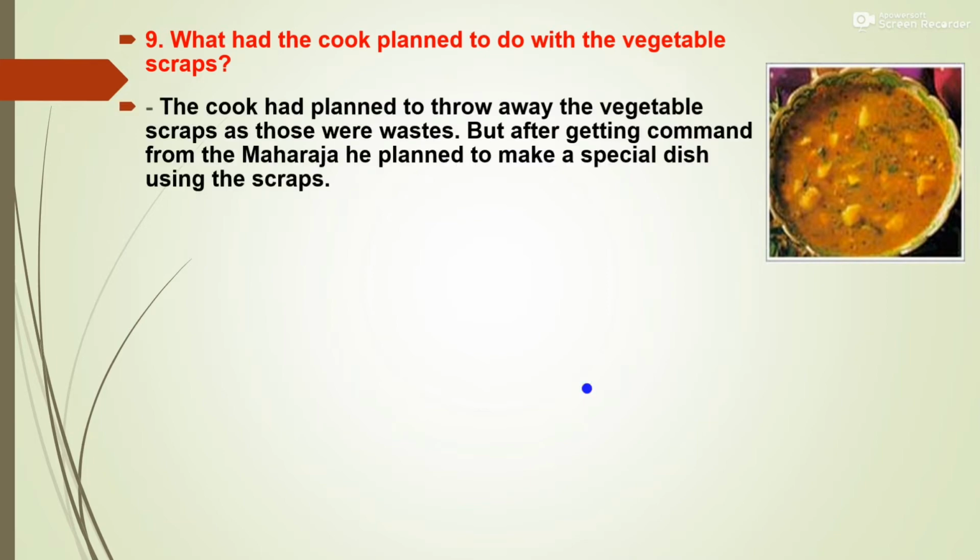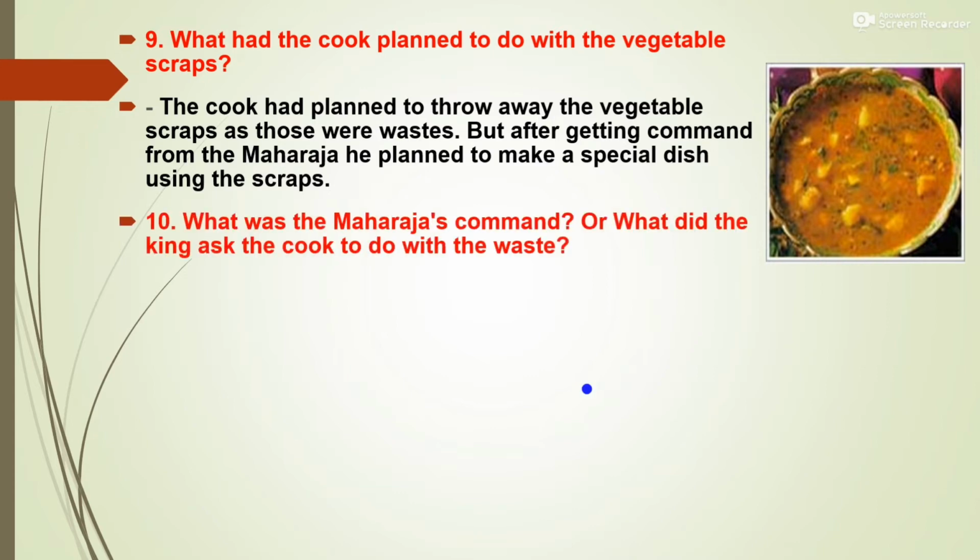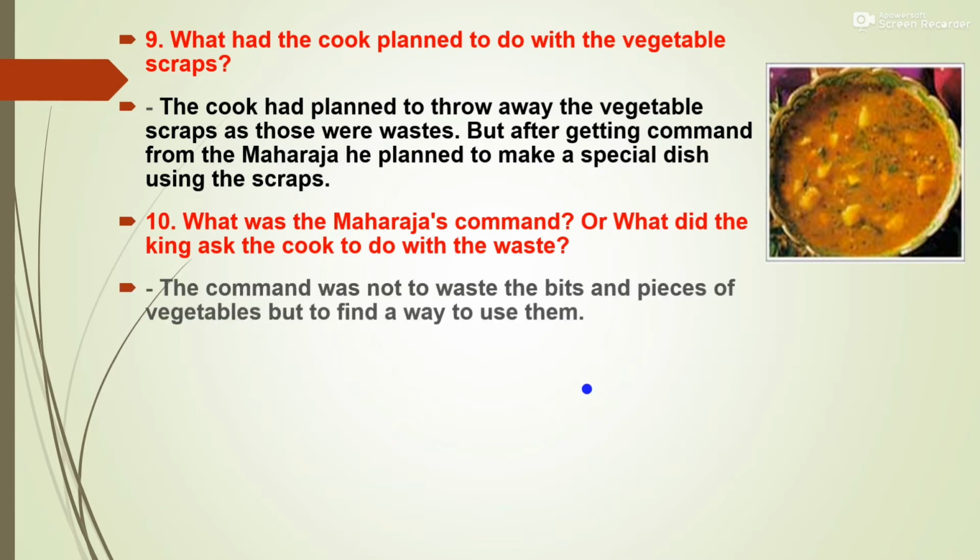The cook had planned to throw away the vegetable scraps as those were waste, but after getting the command from the Maharaja, he planned to make a special dish using the scraps. What was the Maharaja's command, or what did the king ask the cook to do with the waste? The command was not to waste those bits and pieces of vegetables, but to find a way to use them.